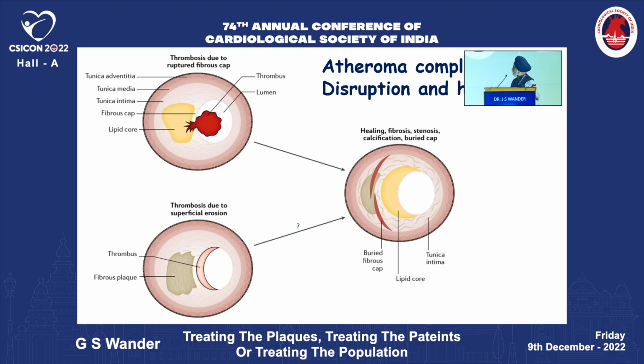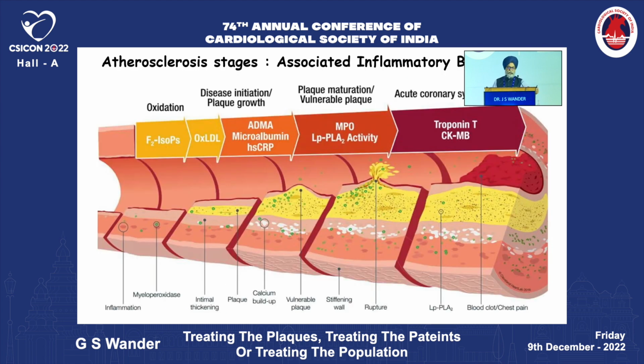Almost 60 to 70% of the times rupture occurs, and 30 to 40% of the times it's erosion. Erosions result in further progression of the atheromatous plaque, whereas it is the rupture which causes the plaque to thrombose and thus cause acute events. So depending upon what stage of atherosclerosis we are looking at, the markers will also have to be different, whether it is ADMA, microalbumin, high sensitivity CRP initially at the earlier stages, or troponin.